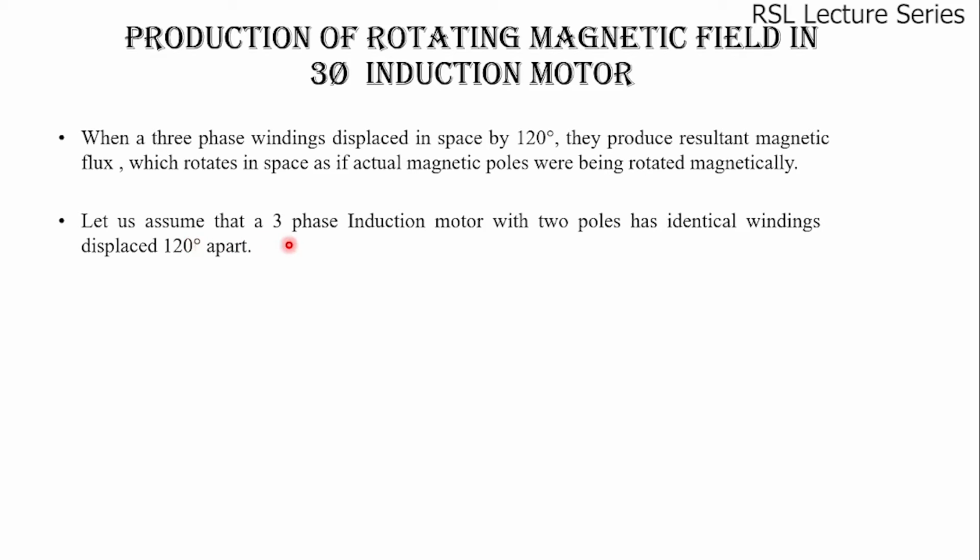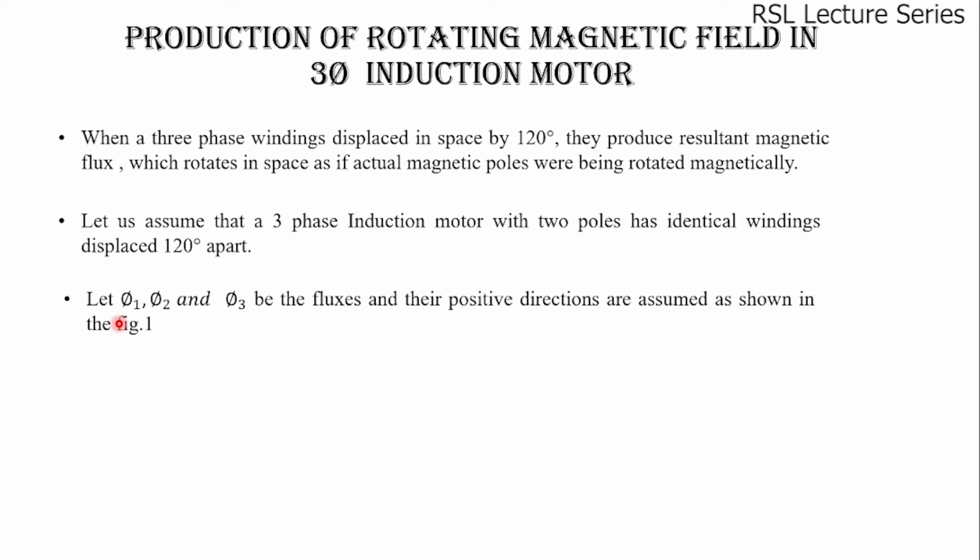Now let us assume that a three-phase induction motor with two poles has identical windings displaced at an angle of 120 degrees each. Let phi 1, phi 2 and phi 3 be the fluxes, and their positive directions are assumed as shown in the figure. Now we'll consider this vector diagram. Here phi 1 is the flux in phase 1, that is R phase, phi 2 is the flux in phase 2, Y phase, and phi 3 is the flux in phase 3, that is B phase. Each of these fluxes is displaced by an angle of 120 degrees.